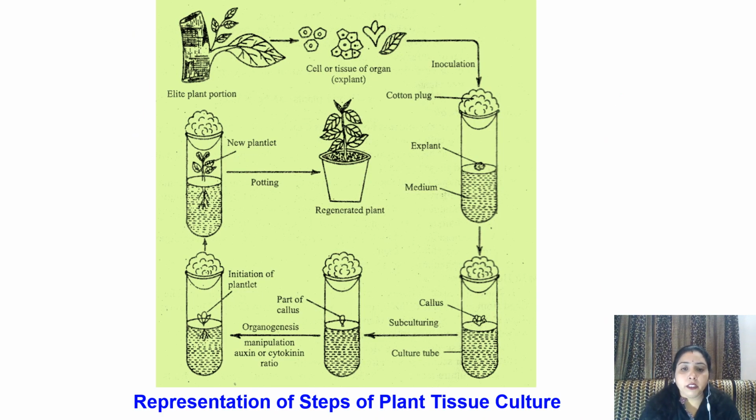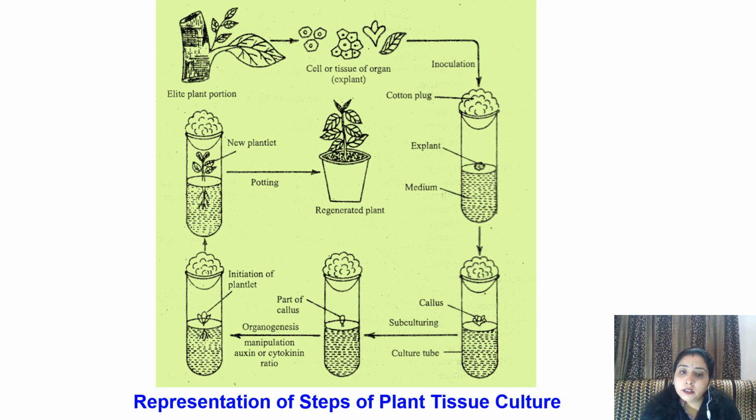Here in this diagram, the steps are represented. This one is the allied plant selected, cell, tissue or organ is isolated and inoculated in a particular culture media. This one is medium, this is explant and this is cotton plug. In a span of time, this cell will develop into an undifferentiated mass of cell, that is callus. The subculturing of callus is done. Small part of this callus is taken out and transferred into another medium in another tube. This is the part of callus, cotton plug and the medium.